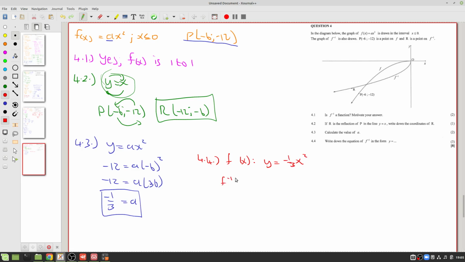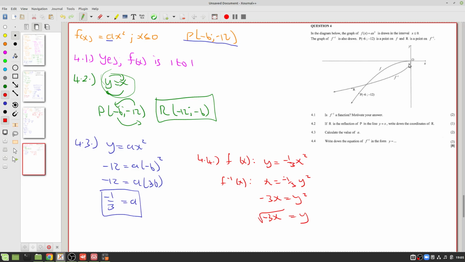Right, now if we want to find the inverse, what do we need to do? We need to swap x and y, because that's the reflection in the line y equals x. That's the definition of an inverse. An inverse is the reflection in the line y equals x. So we swap x and y, and make x equals negative a third, sorry, y squared. Now we need to get y by itself. First let's divide both sides by negative a third, and that gives us negative 3x equals y squared. Then we take the square root of both sides, so we have the square root of negative 3x equals y. But remember, square root has plus and minus in general.